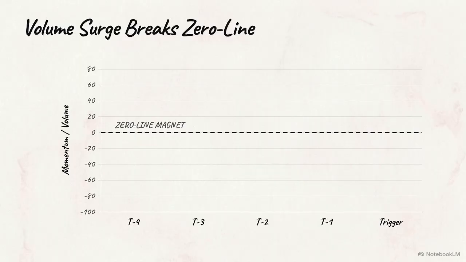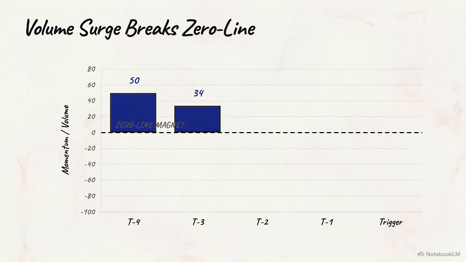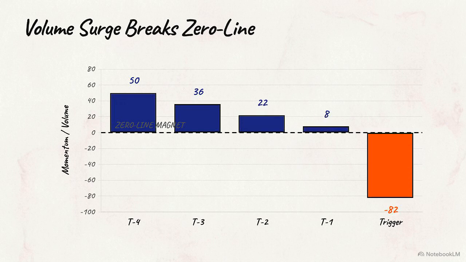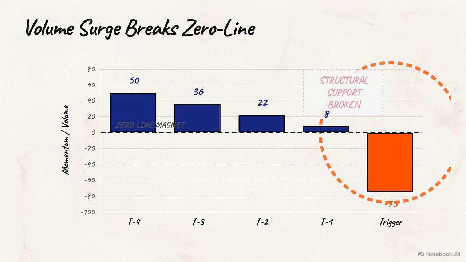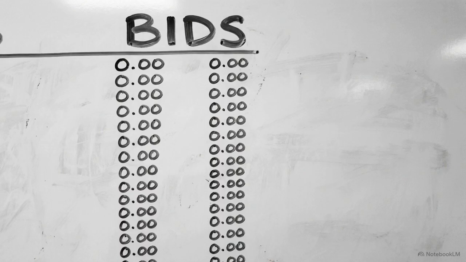The execution trigger arrives in stage 2. The mechanical signal is precise. Watch the histogram as a massive, distinct volume bar spikes aggressively downward, cleanly breaking through the zero line. That exact cross signifies the total withdrawal of institutional bid support from the order book.